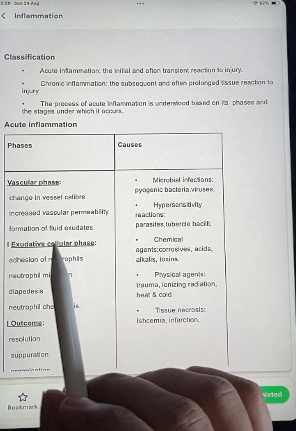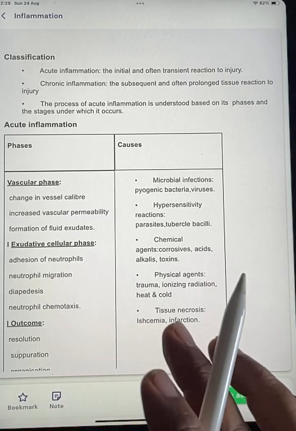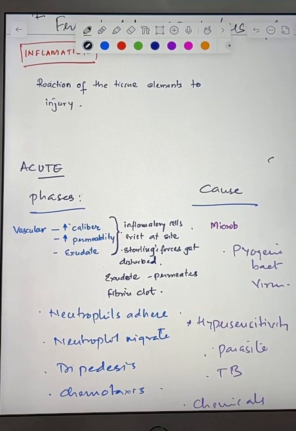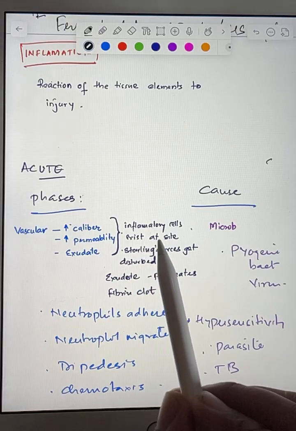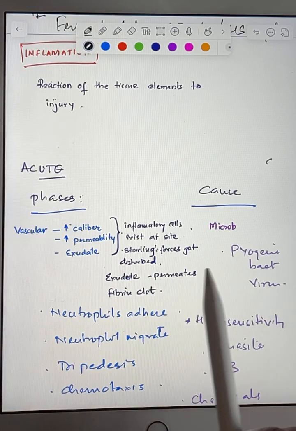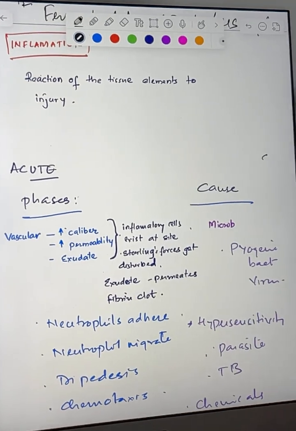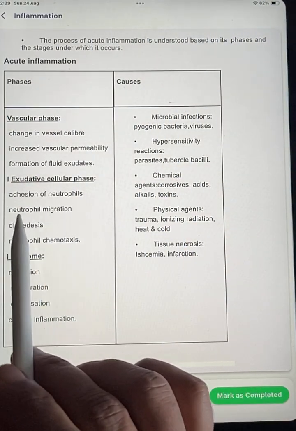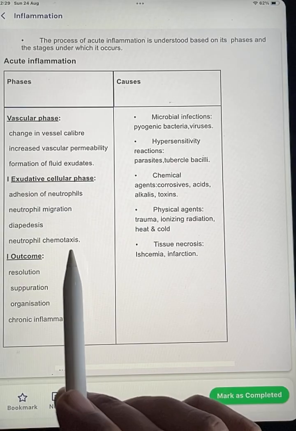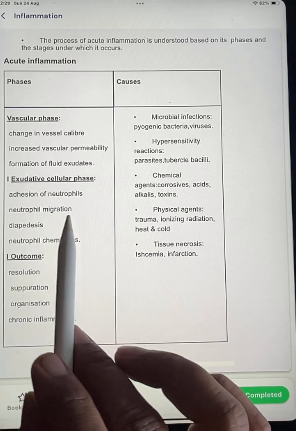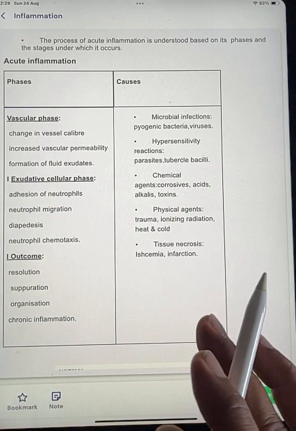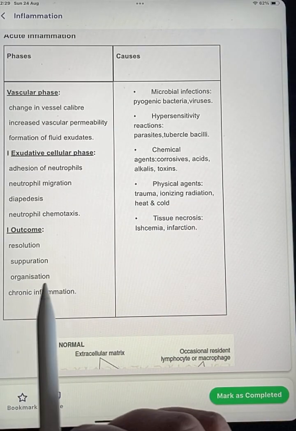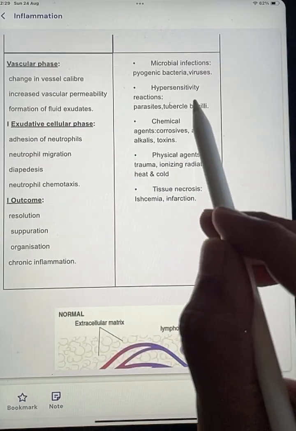Acute inflammation: the phases are initially vascular, with change in the vessel caliber. The first is change in vessel caliber. Inflammatory cells exit at the site, Starling forces get disturbed, permeability is increased, and there is formation of a lot of exudate. Then the cellular phase, with adhesion of the neutrophil. The outcome is most of the time resolution, suppuration, organization, or chronic inflammation.